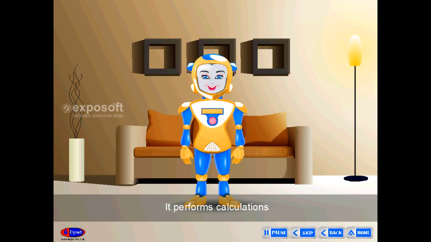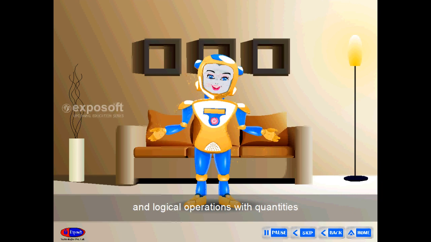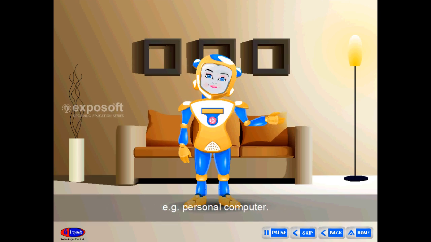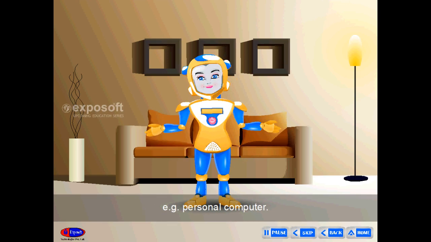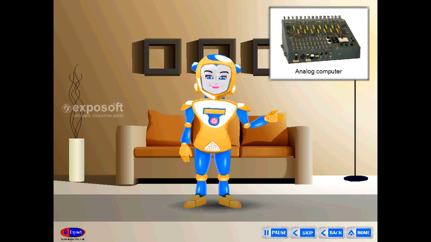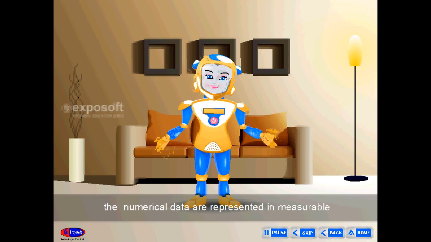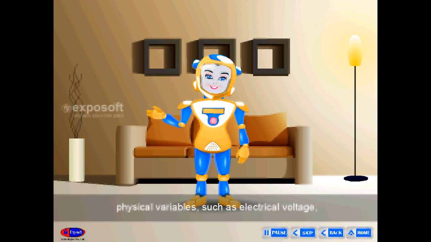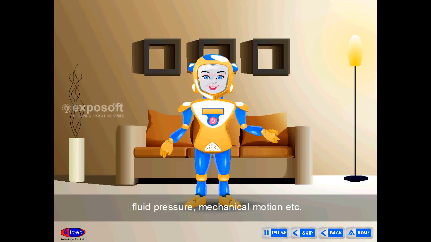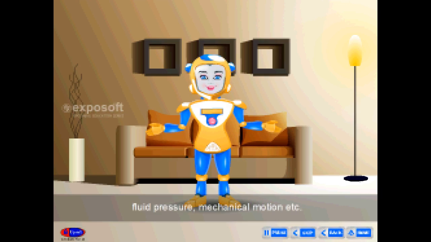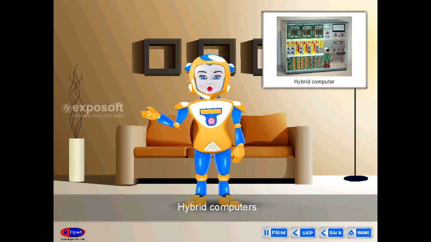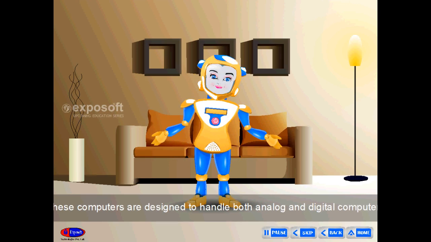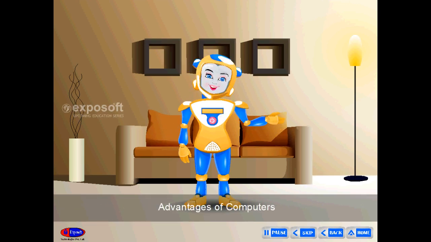It performs calculations and logical operations with quantities represented as digits in the binary number system, example, personal computer. Analog computer. In this type of computer, the numerical data are represented in measurable physical variables such as electrical voltage, fluid pressure, mechanical motion, etc. Hybrid computers. These computers are designed to handle both analog and digital data.